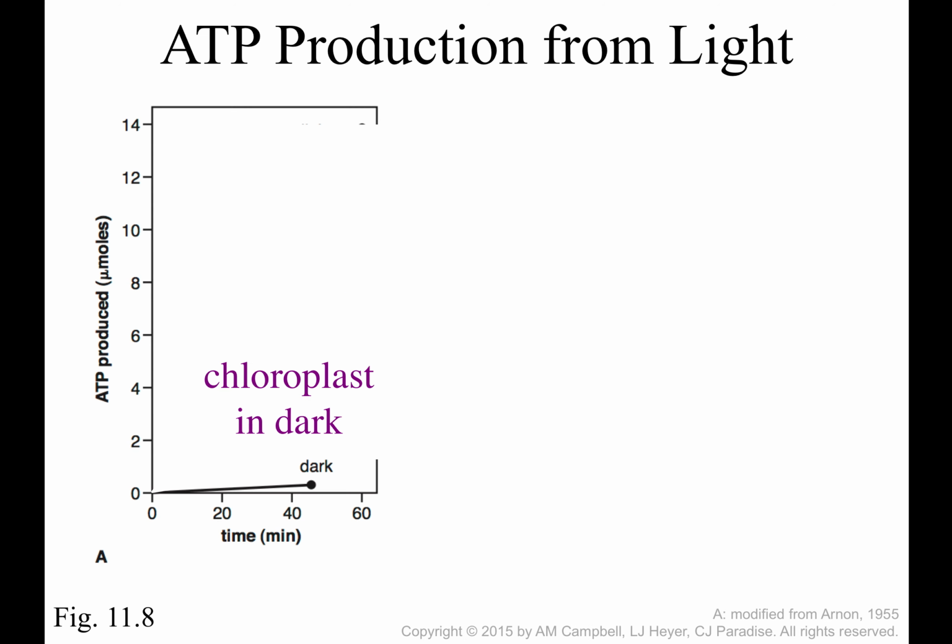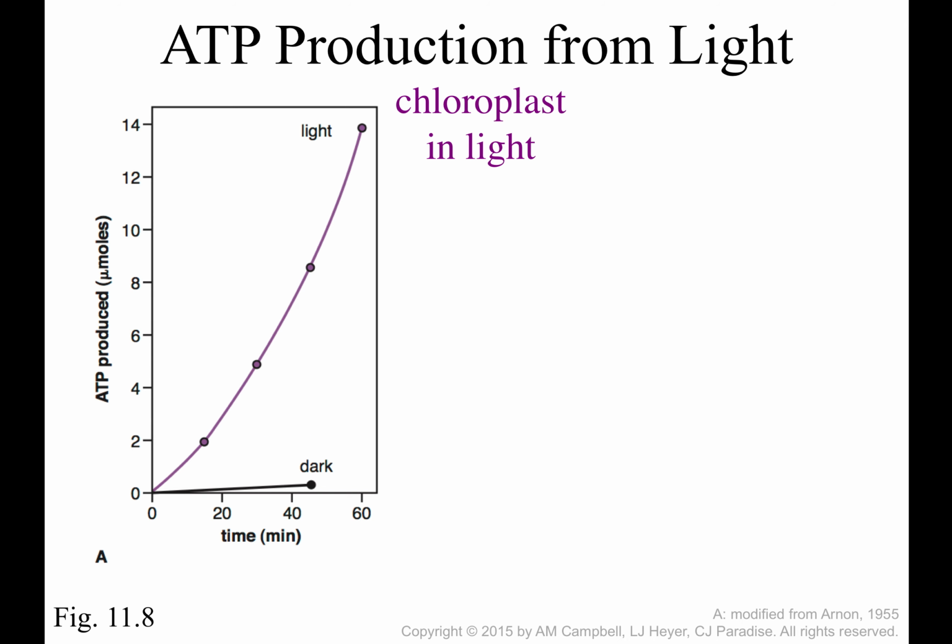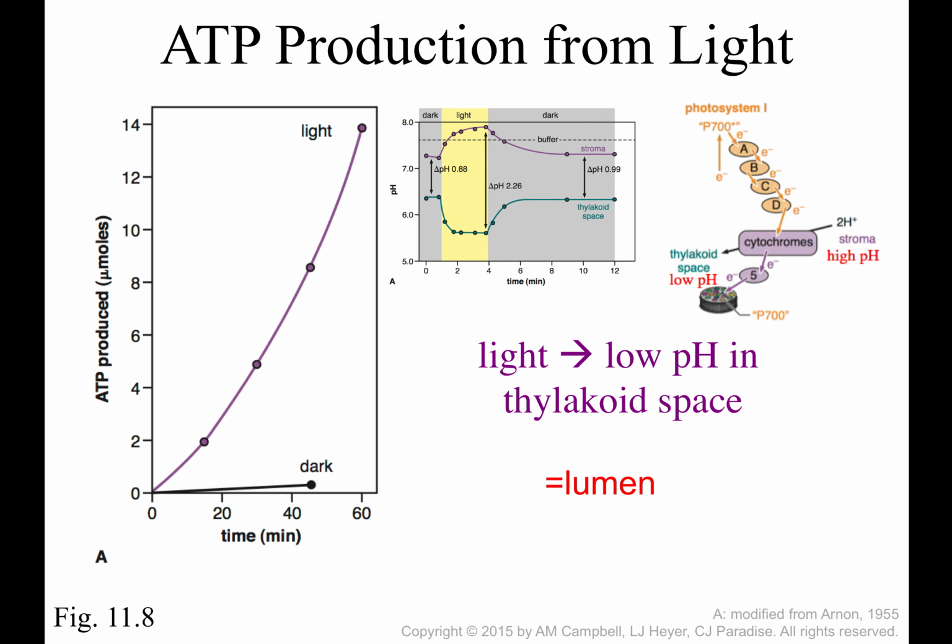Okay? So in the dark, plants are not making much ATP in their chloroplasts. Okay? I'll come back to that in a second. But if you turn on the light, they make lots of ATP. All right? And if you turn on the light, the pH in the lumen goes down. Okay? And that low pH is tied to making ATP.